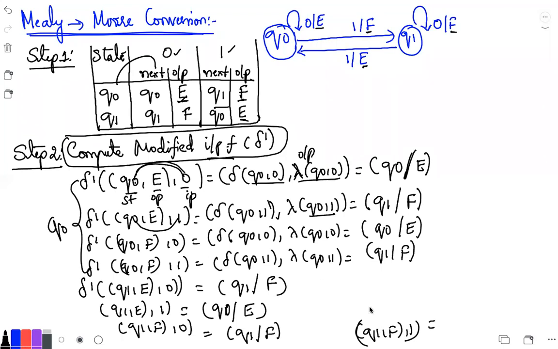Q1 on F with 1. So Q1 on 1 is Q naught. Output is E. Okay, I'm just checking now. Q naught by E, Q1 by F, Q naught by E, Q1 by F, Q1 by F, Q naught by E, Q1 by F, Q naught by E. So these 4 correspond to Q1. Okay, so we have 8 input transitions.